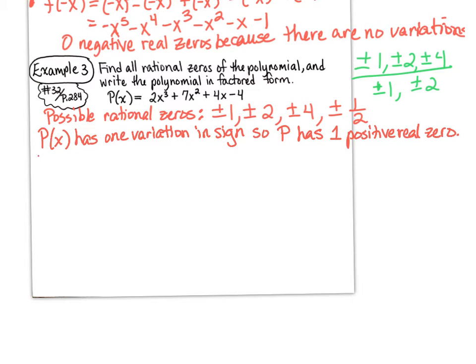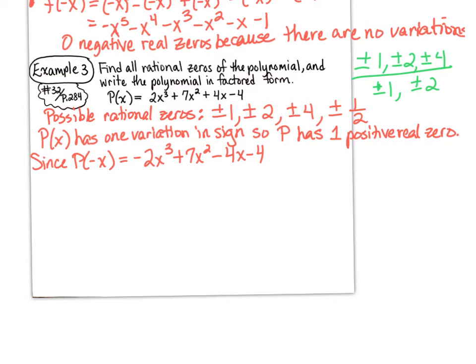Okay? And then, what's P of negative x going to be once simplified? Negative 2x cubed plus 7x squared minus 4x minus 4. Good. How many variations here? 2. Good. It has 2 variations. It changes from negative to positive here, from positive to negative here, and it stays the same here. So you pick up 1 variation, 2 variations.